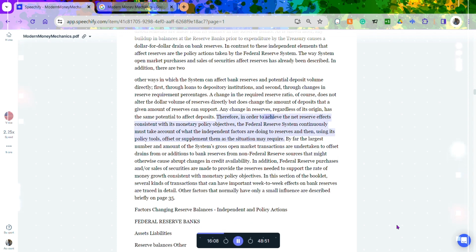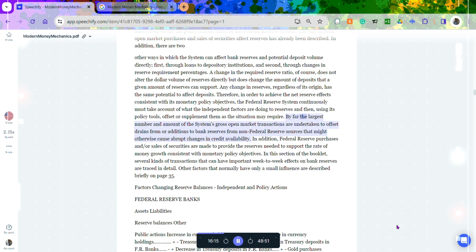Therefore, in order to achieve the net reserve effects consistent with its monetary policy objectives, the Federal Reserve System continuously must take account of what the independent factors are doing to reserves and then, using its policy tools, offset or supplement them as the situation may require. By far the largest number and amount of the system's gross open market transactions are undertaken to offset drains from or additions to bank reserves from non-Federal Reserve sources that might otherwise cause abrupt changes in credit availability.